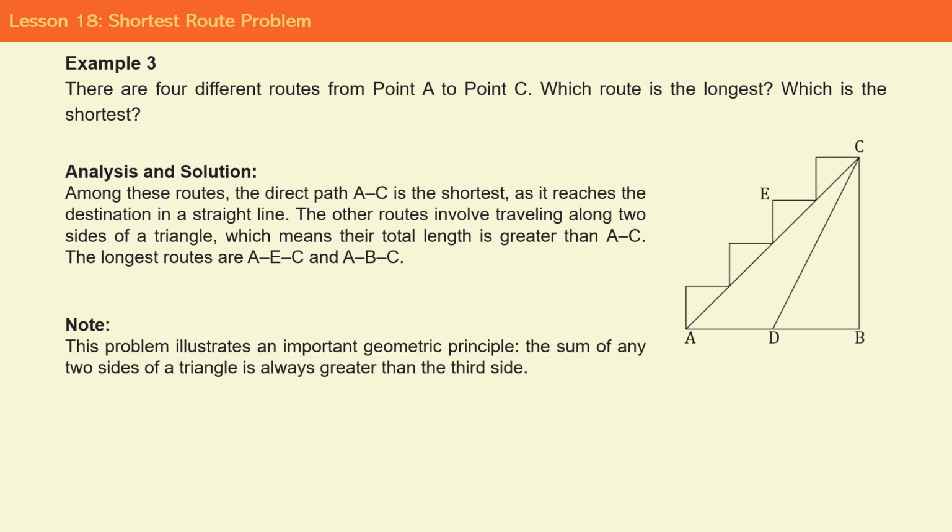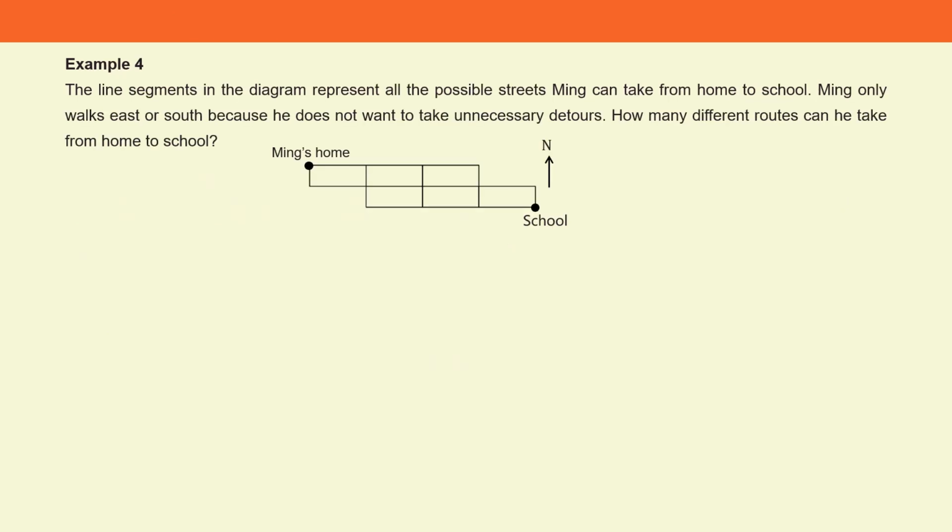This problem illustrates an important geometric principle: the sum of any two sides of a triangle is always greater than the third side. Example 4. The line segments in the diagram represent all the possible streets Ming can take from home to school. Ming only walks east or south because he does not want to take unnecessary detours. How many different routes can he take from home to school?